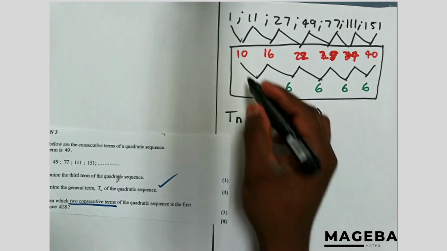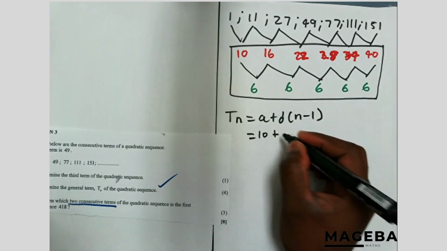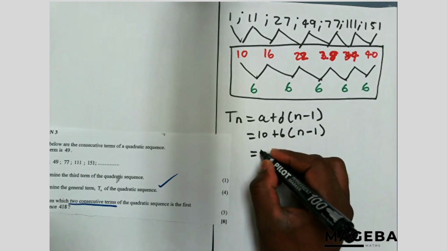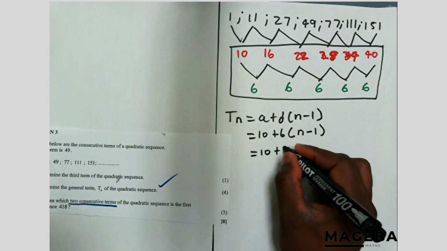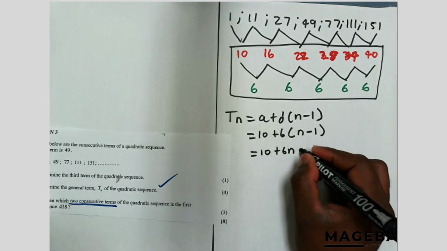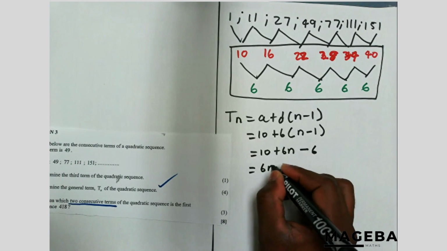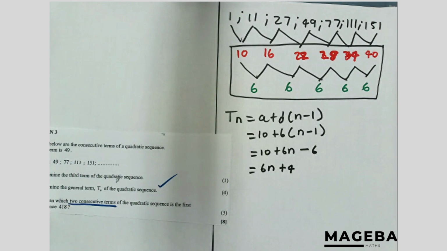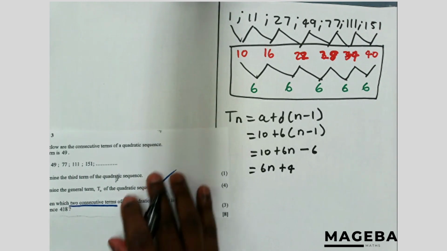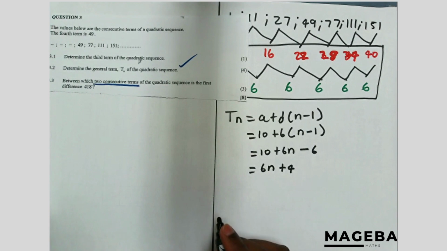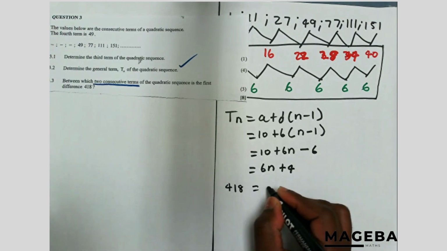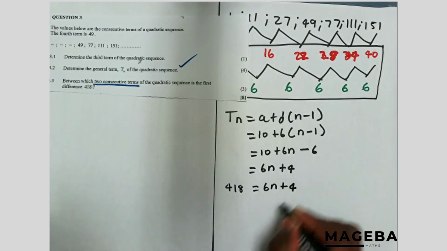Our a from this sequence is 10, and our difference is 6, so 10 plus 6 times n minus 1. That gives 6n minus 6, and 10 minus 6 is plus 4, so Tn is 6n plus 4. Now we are looking for n. They gave us 418, so 418 acts as our Tn. We have 418 equals 6n plus 4.